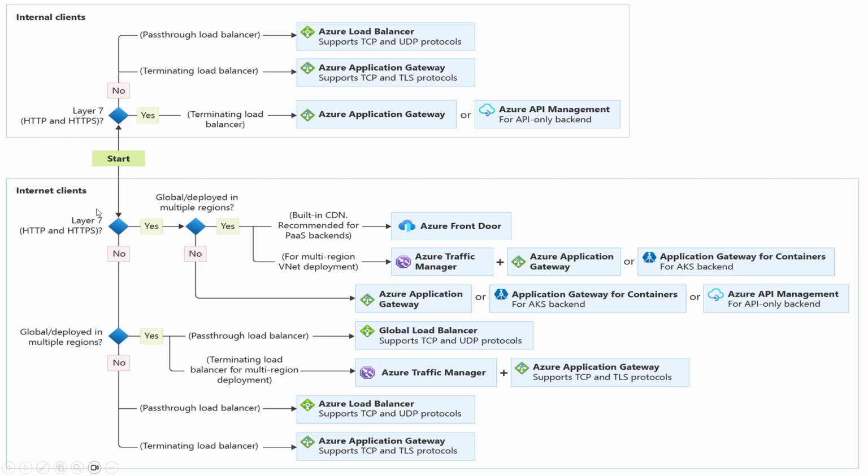Now, for internet clients, we have the same decision tree. First, we have to understand whether the workload supports HTTP or HTTPS traffic or not. If it does, and if it is globally deployed, then you can choose Azure Front Door. But if it is a multi-region VNet deployment, then you can go for Azure Traffic Manager with Application Gateway. And if it is not deployed globally, you can select Azure Application Gateway.